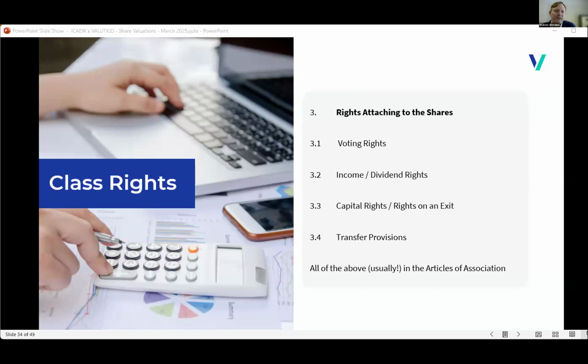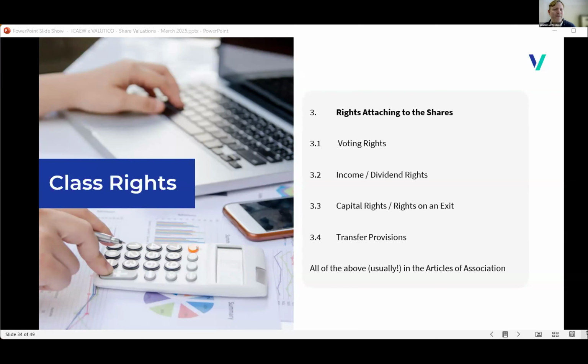Section 3 is going to be on class rights. So when valuing minority holdings, it's crucial to consider the rights attaching to those shares, as these directly impact their value. And there's 4 aspects that we typically examine. So voting rights, do the shares carry voting power? Generally, voting shares will have a higher value compared to non-voting shares. Income and dividend rights. So what entitlements do the shares have to profits? Some shares may receive preferential dividends. Others might have restrictions or no dividends at all.